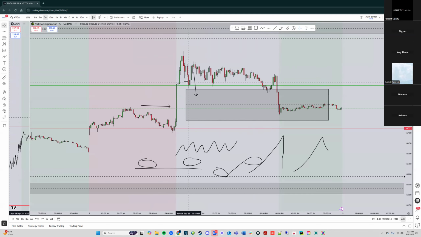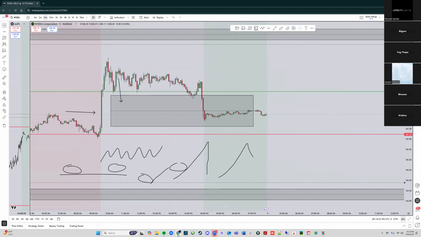Well, it's supposed to get stronger, but if it keeps testing, eventually it's going to break. If there's an imbalance, it's going to fill. For tomorrow, the imbalance I would be watching is this right here. These are not setups that come every day.